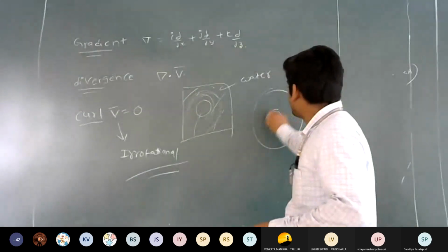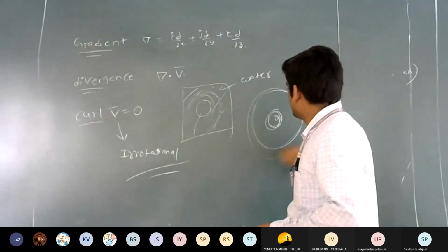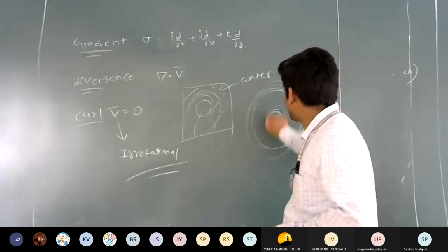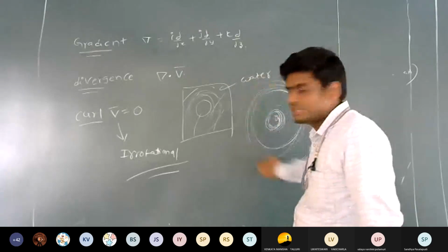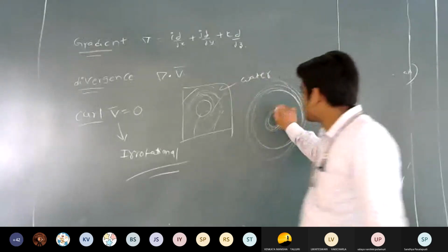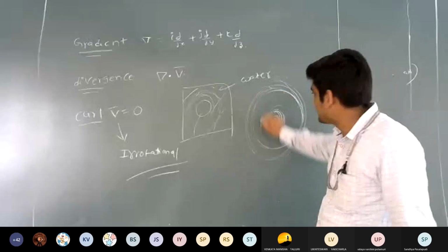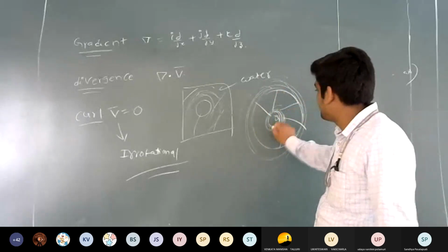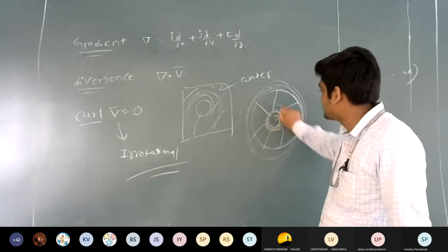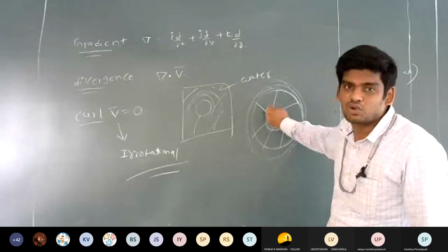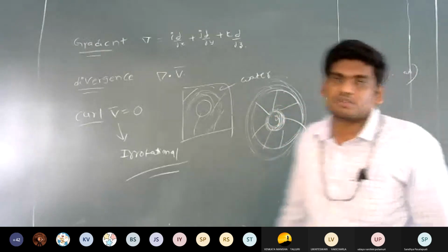Based on this, this is rotating. So this is the base. The wheel is rotating with respect to this base. That means this is rotating with respect to the base. So this is called rotational flow.